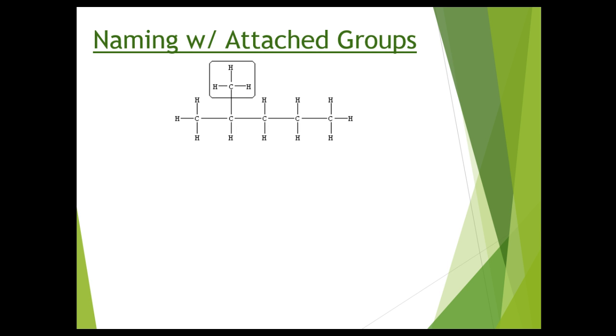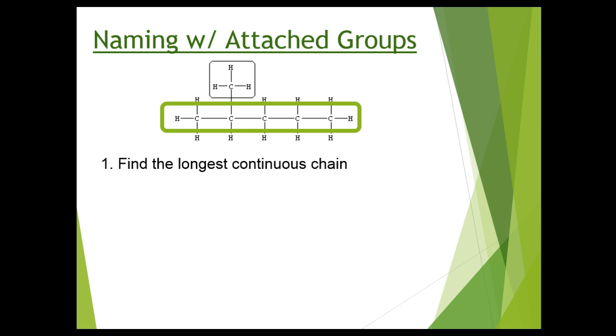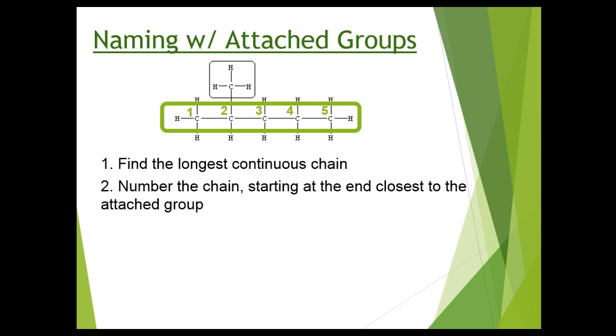So next we're going to take a look at the actual rules you're going to follow when you name these molecules. And as we look at the rules, we're going to apply them to the molecule you see at the top there, and eventually come up with whatever this thing is supposed to be called. First rule, every single time, is find the longest continuous chain. I like to draw a circle around those chains when I find them, just so you don't lose track. The second thing you do is number that chain. Number the carbons in the chain, starting at whichever end is closest to the attached group.